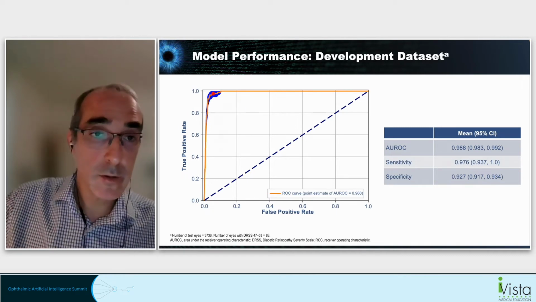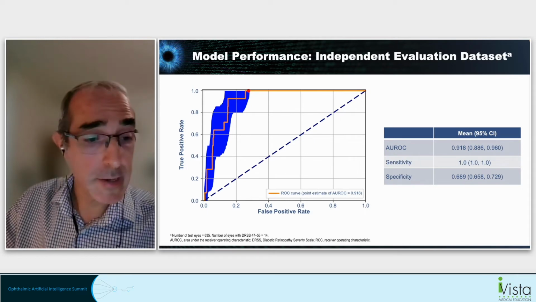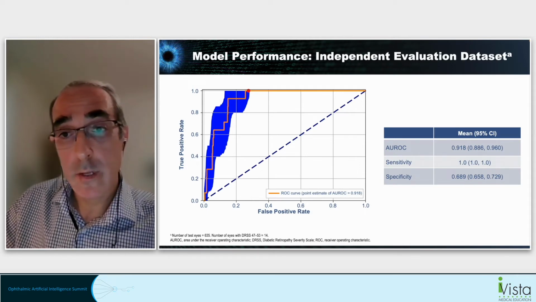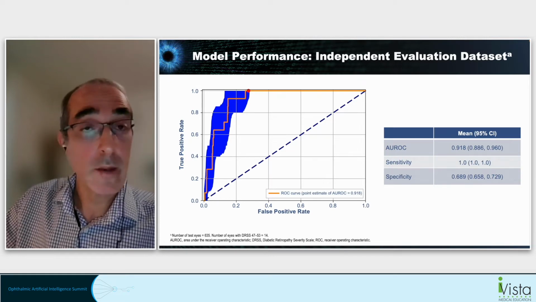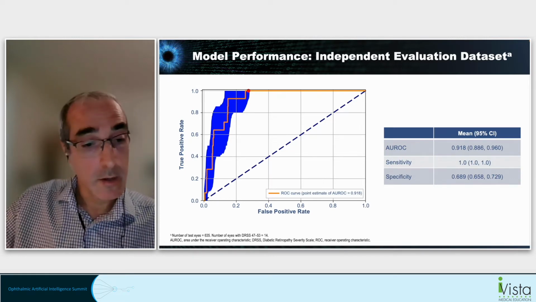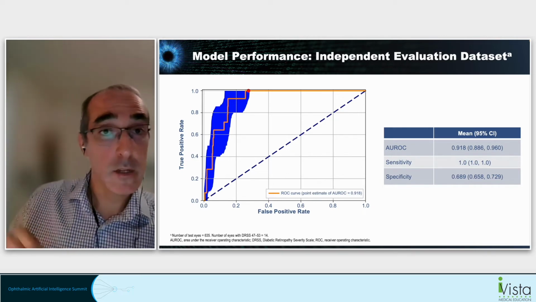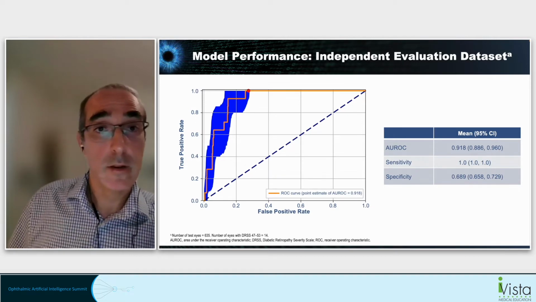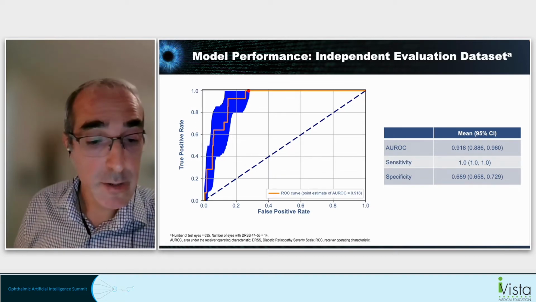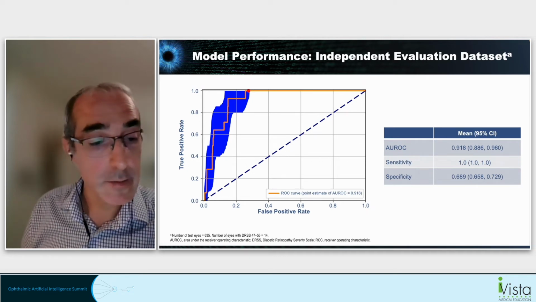But when going to the external independent cohort, we observed a drop of performance, not dramatic though. So we had an AUC of about 92, a sensitivity of 1, meaning that we had 0 false negative cases, which is very important for such a low prevalent subpopulation. And we had a specificity of 68.9%.